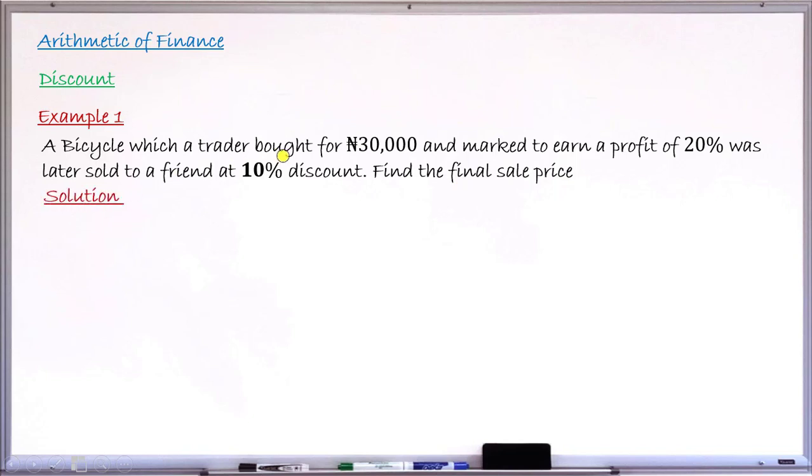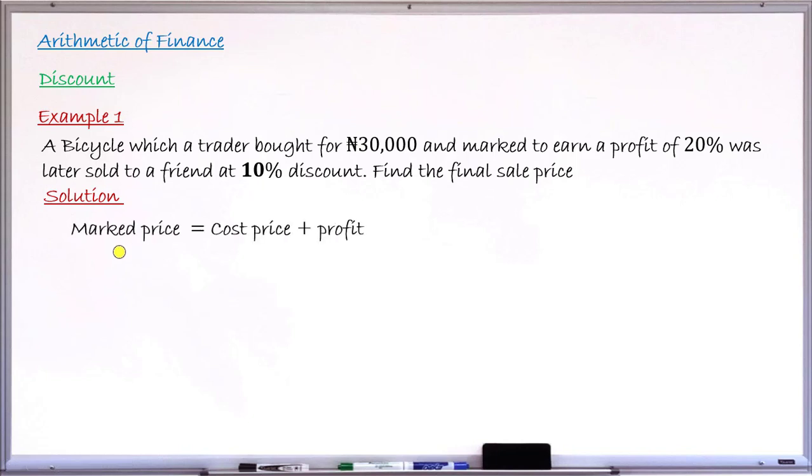You see, this trader's cost price of the bicycle is 30,000. He wanted to sell this bicycle and write on it a particular selling price, and in that selling price there is a 20% profit. But later his friend came and wanted to buy the bicycle, so as a friend he decided to give a discount of 10%. We are asked to find the final selling price, that is the amount the friend paid for the bicycle. So let's begin.